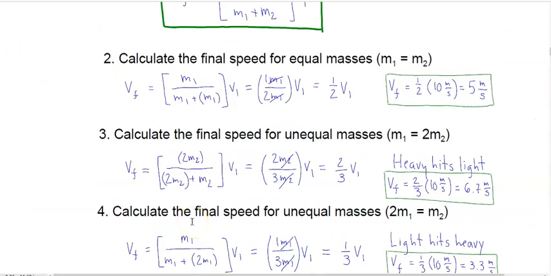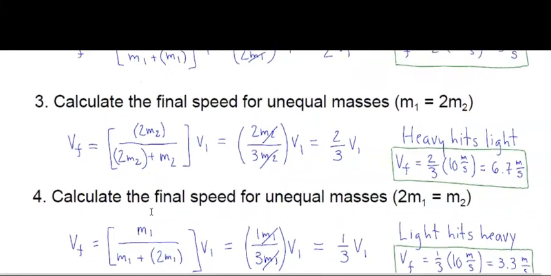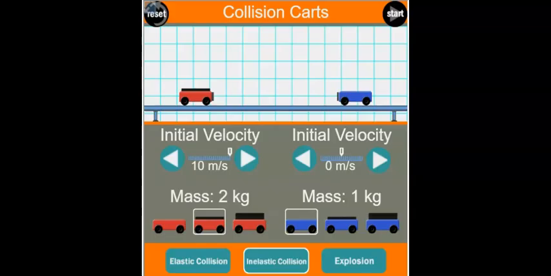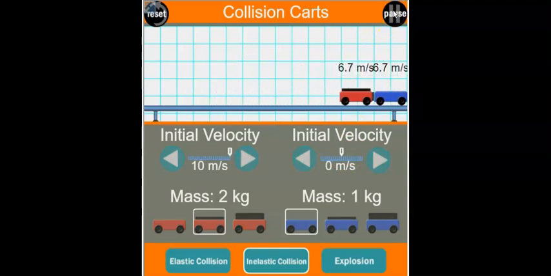But what if the masses were unequal? What if m1 was twice as heavy as m2? That's a situation where a heavy car hits a lighter car. Let's look at the simulation one more time. This time we'll make the red car 2 kilograms, leaving the blue car at 1 kilogram. We will still have the initial velocity of the red car being 10 meters per second, and the blue car will be at rest. Let's run the simulation. And there you have it. They lock together and they both move off at 6.7 meters per second.